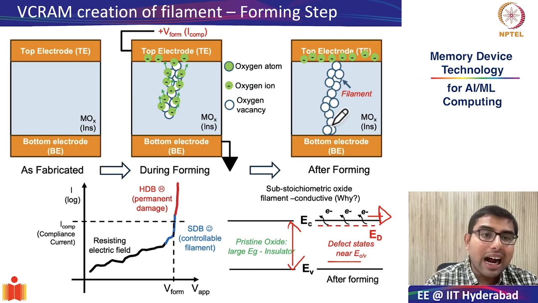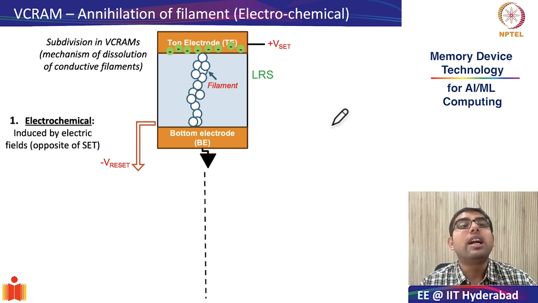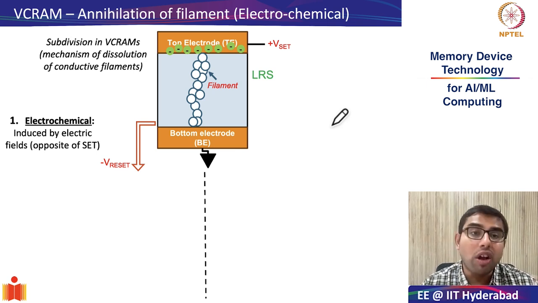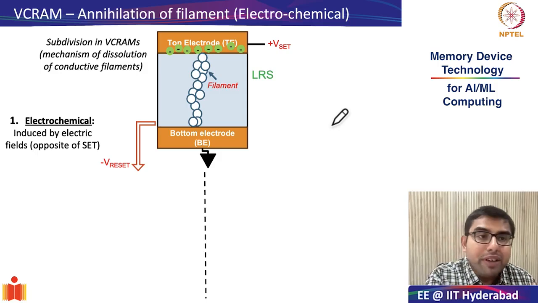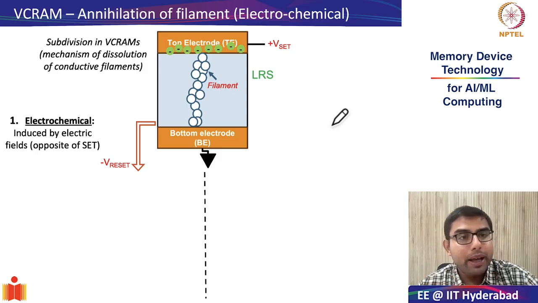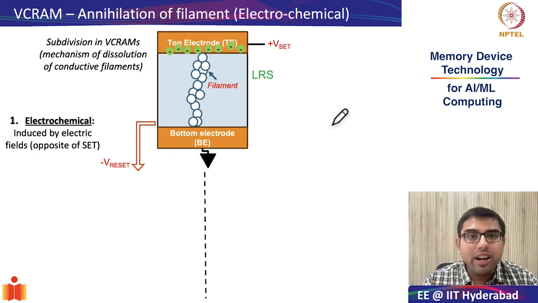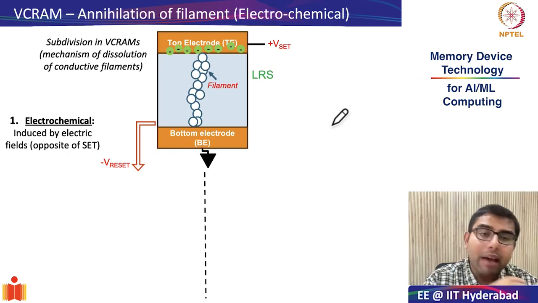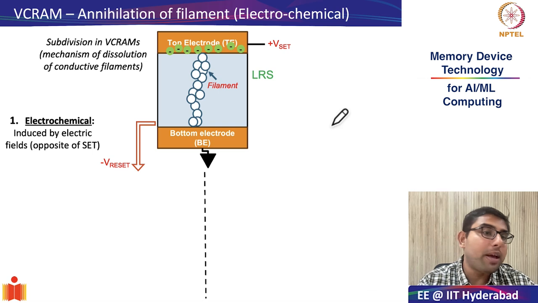Okay, now that we understand how the filament is formed, we will next try to understand how the filament dissolves. Now try to recall, we also saw not only there is a subdivision between the nature of the filament in the form of VCRAM and CBRAM, but also depending on how the filaments are annihilated, there is a further subdivision into electrochemical VCRAM and thermochemical VCRAM. So first, let's look at the electrochemical VCRAM.